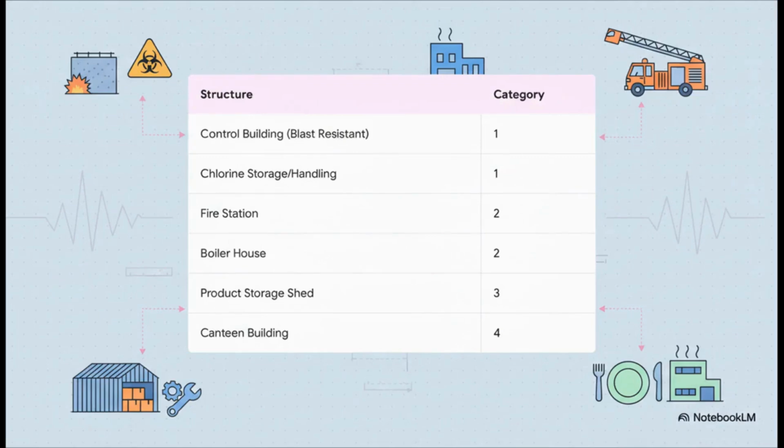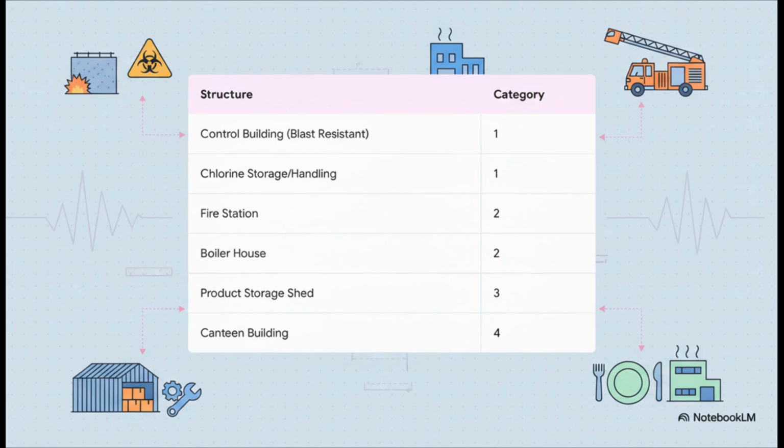And here you can see what this looks like in the real world. A blast-resistant control building, a chlorine storage tank, no-brainer, Category 1. They have to be designed for the absolute worst-case scenario, the MCE. But what about a fire station or a critical boiler house? Those are Category 2.